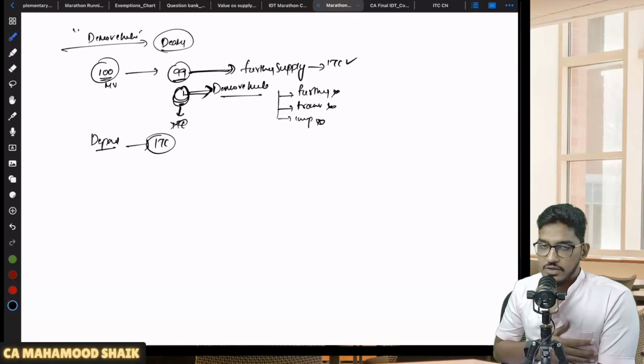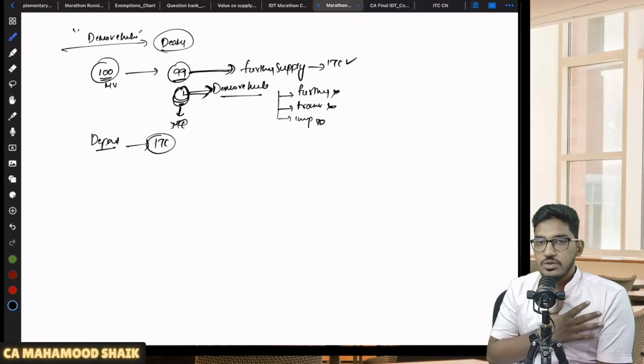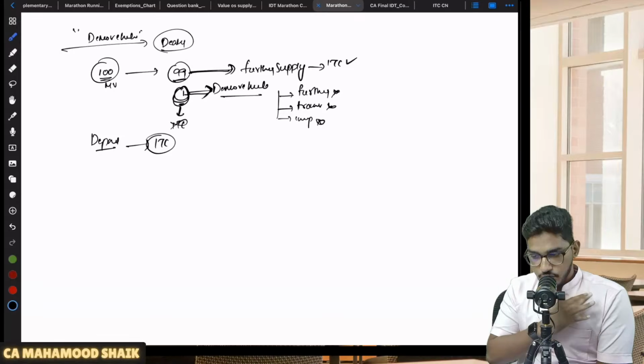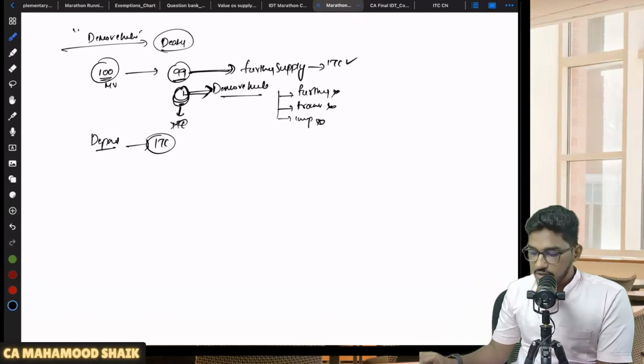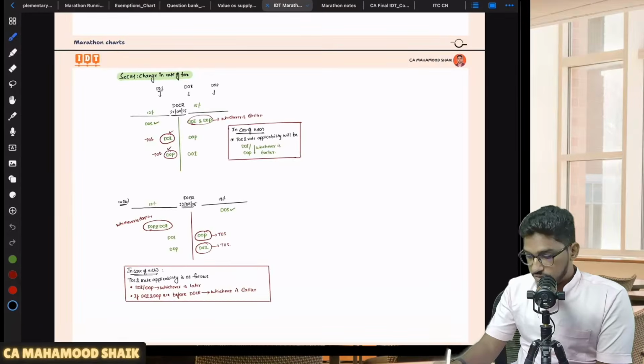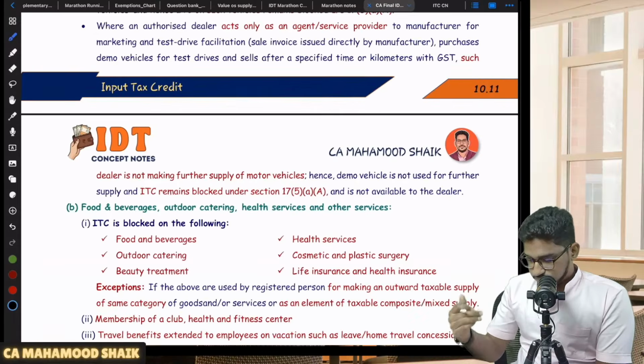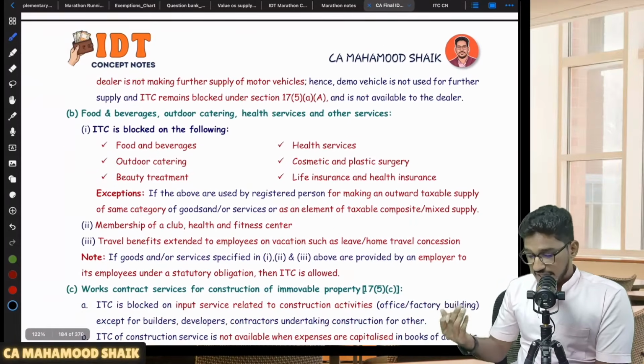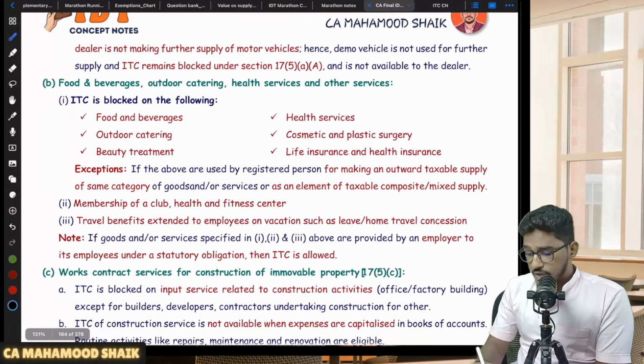CBIC has given that circular. Even on the demo vehicles you can claim ITC. There is no blockage of that because it is also deemed to be used in making further supply only. Clear about it? Understood? Right. Next. So this is one block. Next, let us come to further categories of the blocked credit.